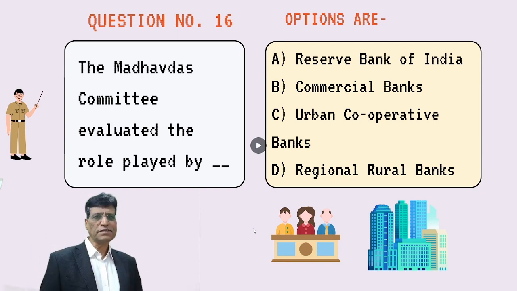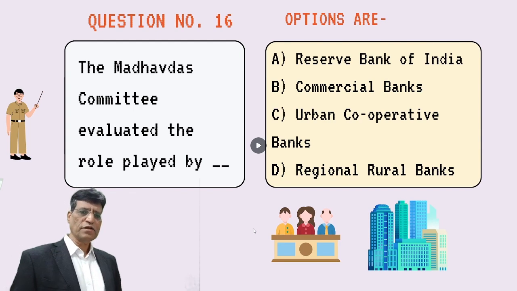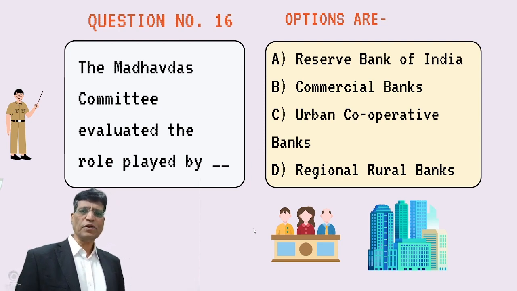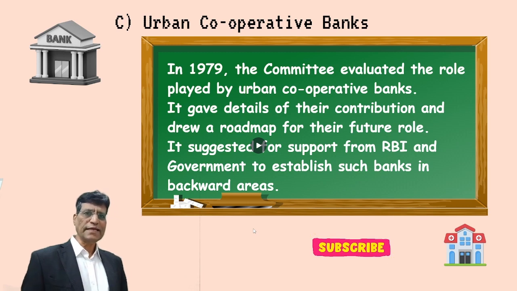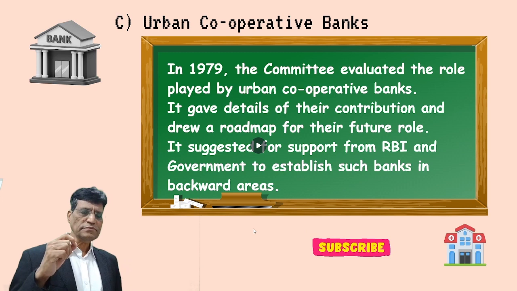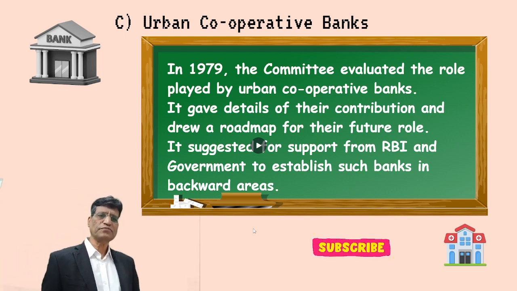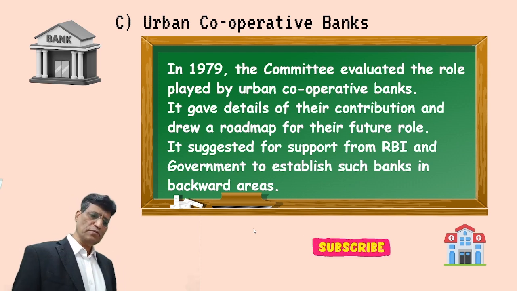The question is about the Madhav Das committee. One committee was appointed, and that committee evaluated the role played by A, RBI, commercial banks, urban cooperative banks, or regional rural banks. Madhav Das committee was appointed to evaluate the role played by urban cooperative banks. It gave its report in 1979, with details of their contribution and a roadmap for their role. It suggested support from RBI and government to establish such banks. This is about the Madhav Das committee with regard to urban cooperative banks.